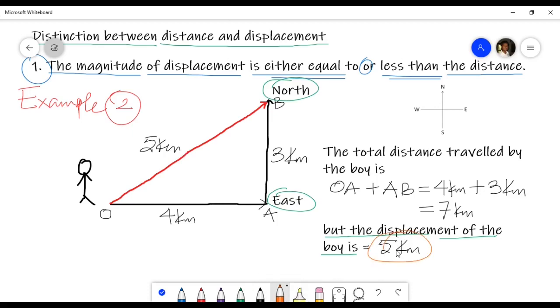Now this 5 kilometers is calculated by Pythagoras theorem. You'll be learning in maths, okay, or you have already learned in maths. So the displacement of the boy is 5 kilometers.